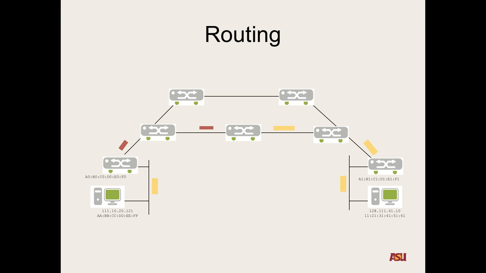Yeah, the subnet mask, right? Or something that tells me exactly what the subnet is. We can assume from these addresses that they're very different, so they're highly likely to be on different subnets. So the idea is I want to send a packet from dot 21 all the way over to dot 10. So the first thing my machine does is it looks and it says, is 128.111.41.10 on my local subnet? No, right? Definitely not.